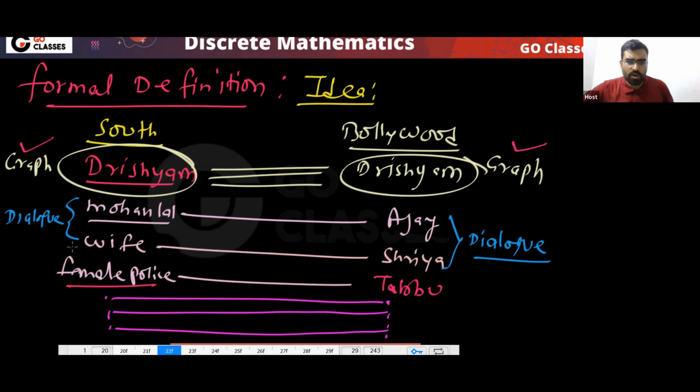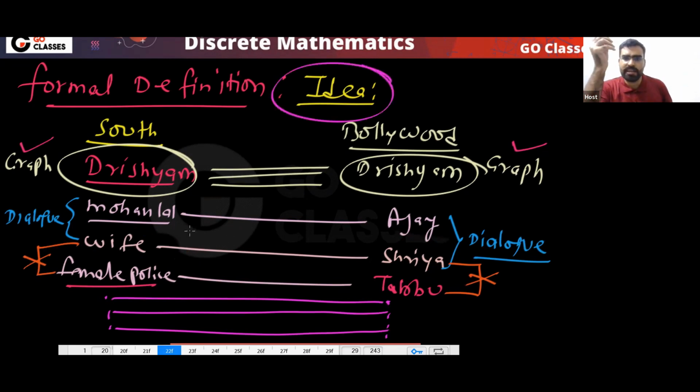And if there is no dialogue between these two, then there should be no dialogue between these two. Yes or no? Because this corresponds to this and this corresponds to this. So if they do not have any dialogue in this movie, then they should not have any dialogue in this movie. I hope this example is clear. This is just to explain the idea of isomorphism, and this is the definition of isomorphism.